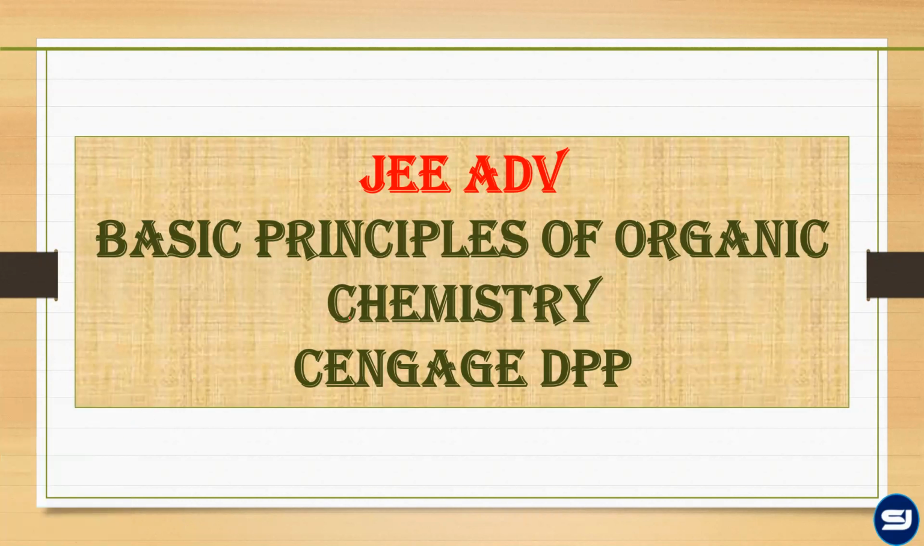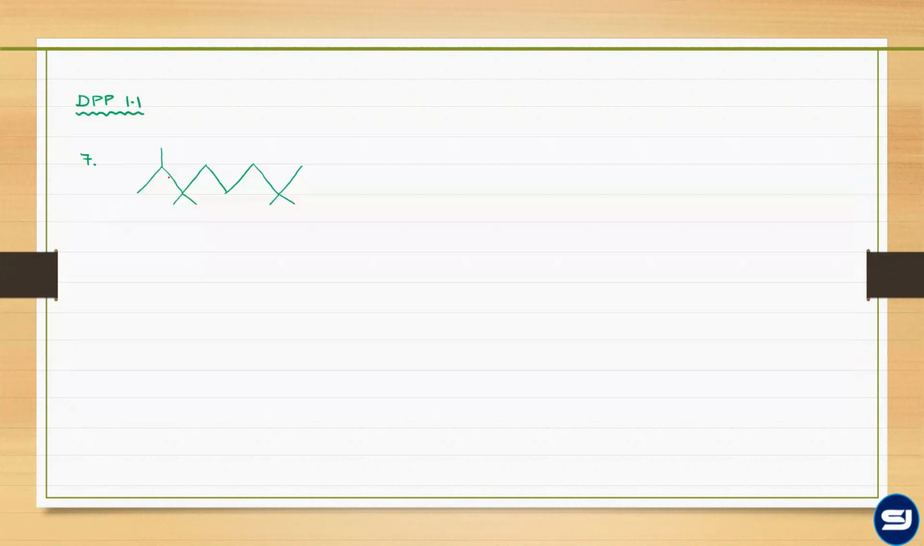Okay, let's start with basic principles of organic chemistry. So basically, in DPPs the first chapter is entirely about nomenclature, divided into different sections. First is the general fundamental part. We go one by one. Let's start with DPP 1.1, the seventh one.